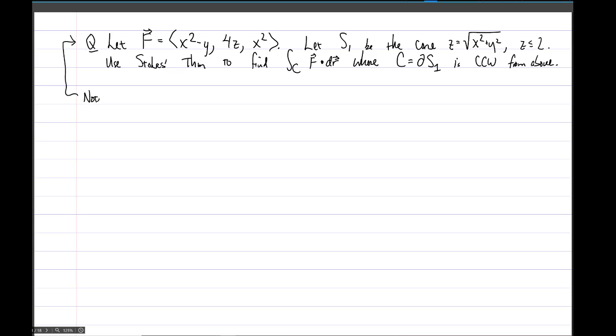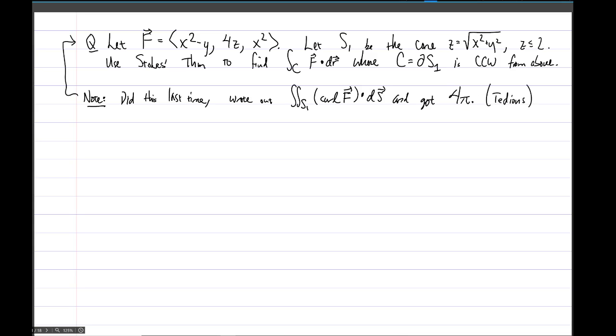Let's make the note that we actually did this problem last time. Look through your notes. In fact, we wrote out the double integral over S1 of the curl of the vector field f dot dS, and we got 4 pi. I remind you that when we did that work, you should go back and look at your own notes. The work was rather tedious.